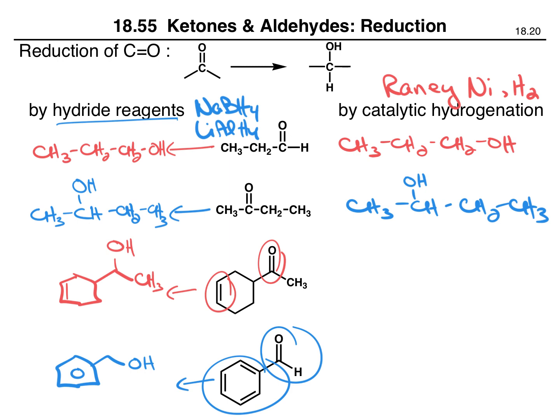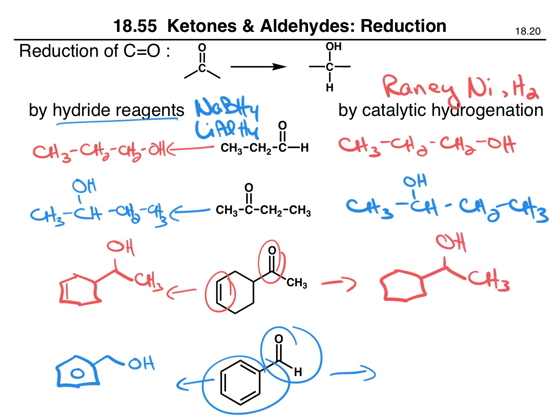Now, on a lab scale, it's going to be a lot easier to use sodium borohydride rather than Raney nickel and hydrogen, but on an industrial scale, it's much more common to use catalytic hydrogenation. And then there is a difference when we're talking about different functional groups. Sodium borohydride or lithium aluminum hydride will reduce a ketone without touching the alkene, but catalytic hydrogenation using Raney nickel will reduce both.